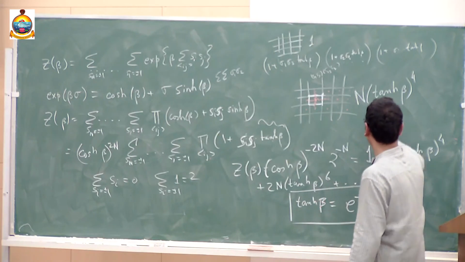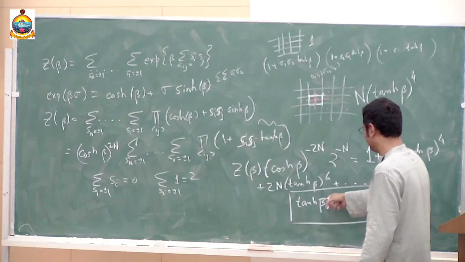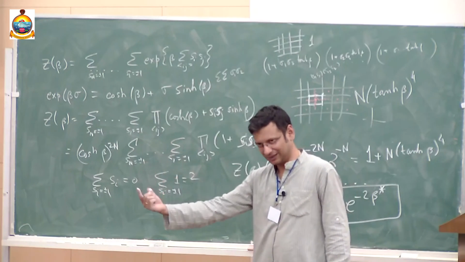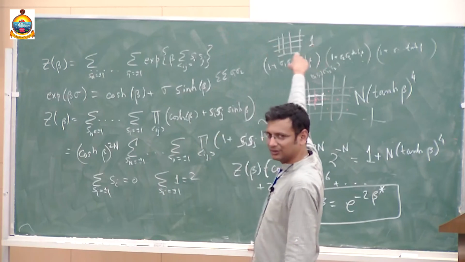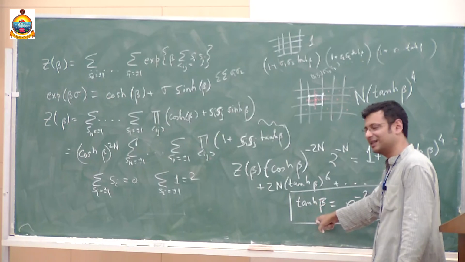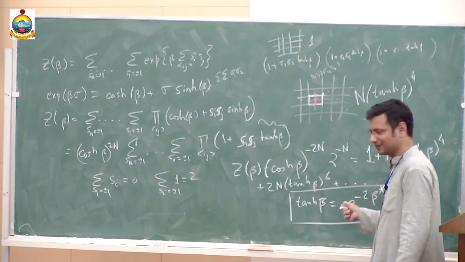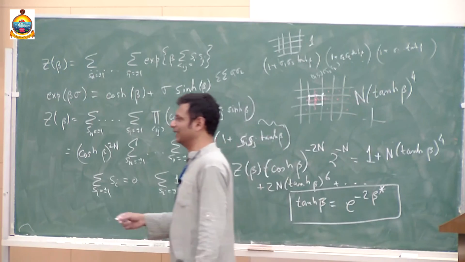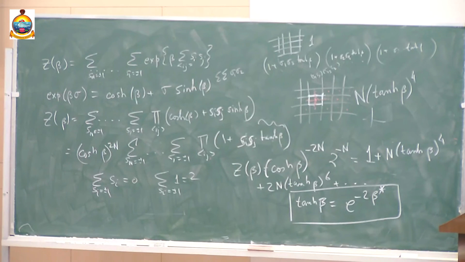And then tanh beta, when it's close to 1, automatically means that beta is very large, right? Because it asymptotically goes to 1. So you see, if this beta star is small, beta is large, and vice versa, right? So this is a very interesting mapping which does the following.